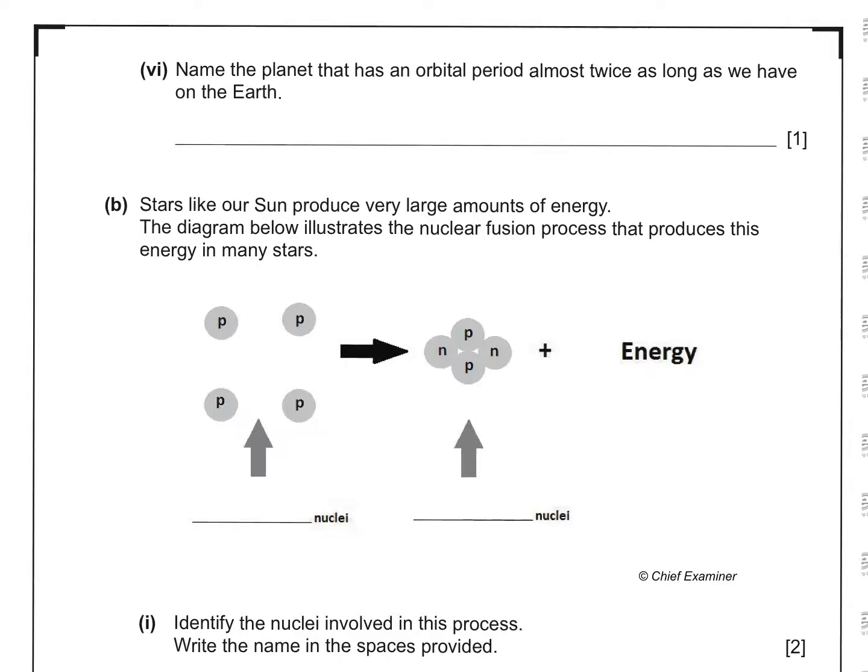And part 4, name the planet that has an orbital period almost twice as long as we have on the Earth. So the next one out from us was going to be Mars. My very excellent memory. Mercury, Venus, Earth, Mars.